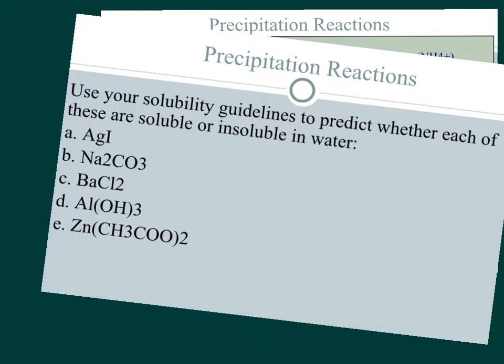Using your solubility guidelines, predict whether each of the following are soluble or insoluble. So I have AgI. Right away, I know that I comes from Cl. Okay, halogens are soluble except for when combined with silver, lead, or mercury. So this is going to be insoluble. Na2CO3, sodium carbonate. That falls under the Na rule. Okay, all group 1 elements are soluble, no exceptions.